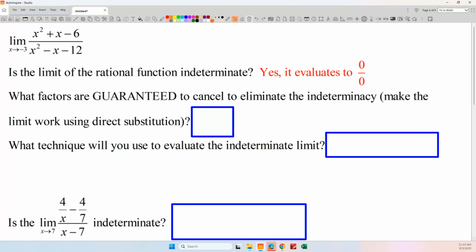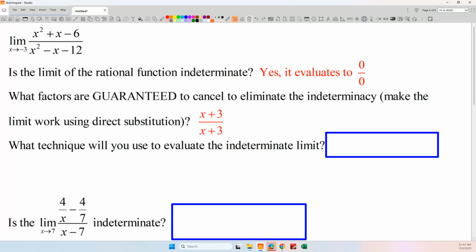The only reason this would be indeterminate is if x equals negative 3 is a 0 of the top and the bottom. So if x equals negative 3 is a 0, x minus negative 3, x plus 3, has to be the corresponding factor. Right? So we know we're going to have x plus 3's cancel. Okay? What technique will we use to evaluate this?